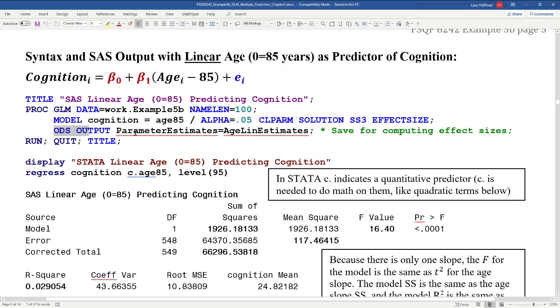I am also saving pieces of the output, by the way, to compute effect sizes, but that's not something you would typically need to do for every model. I'm just demonstrating how to do it here.